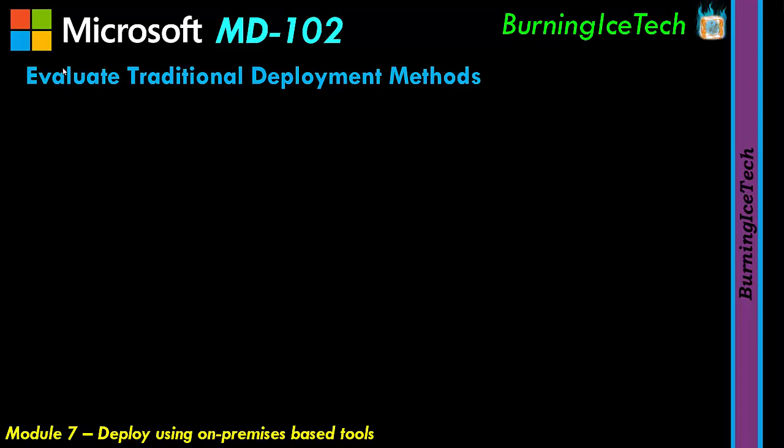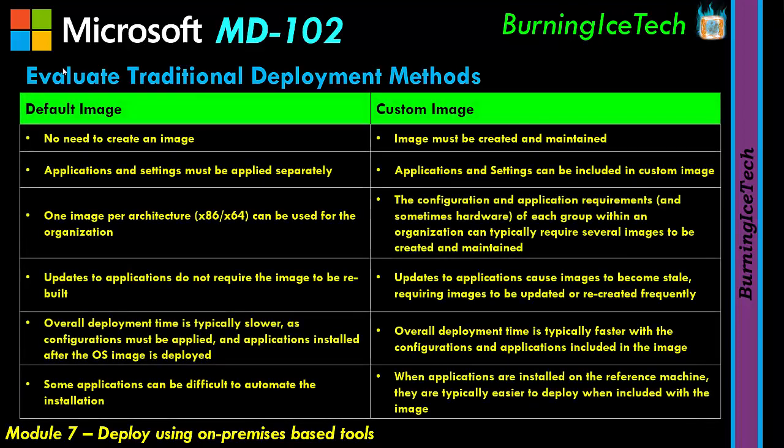So I've got a bit of a table here for you guys, as you can see. On the left, we've got a default image. On the right, we've got a custom image. We're basically going to go and check pros and cons, if you want to call it that. So if you don't know what an image is, guys, I think everybody would know what an image is if you're watching this course. But an image is when you go and capture a Windows operating system, possibly you have certain applications and drivers and stuff pre-installed.